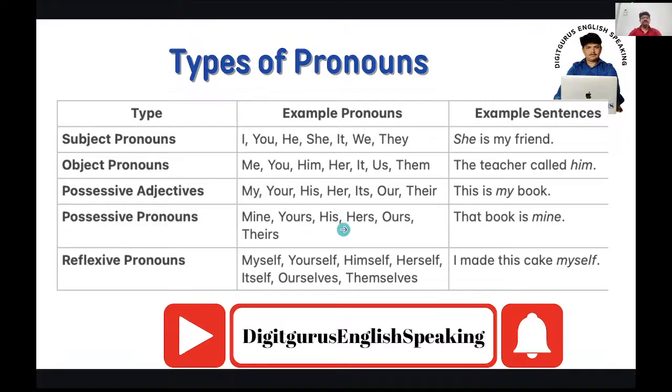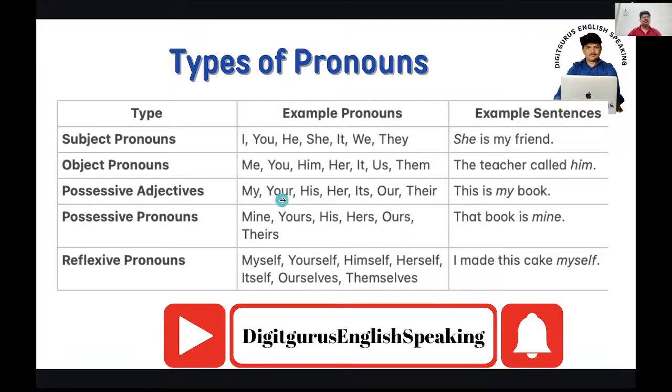The next one is possessive pronouns: mine, yours, his, hers, ours, theirs. These are possessive pronouns. Always remember that a possessive pronoun replaces the noun. That book is mine. Here, mine is replacing the noun. Therefore, it is a possessive pronoun.